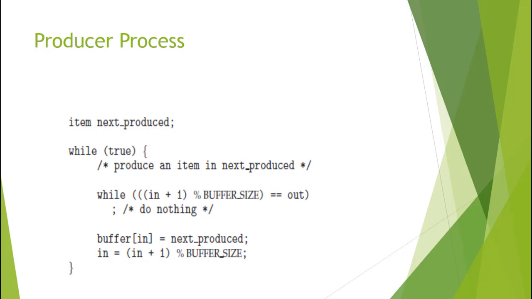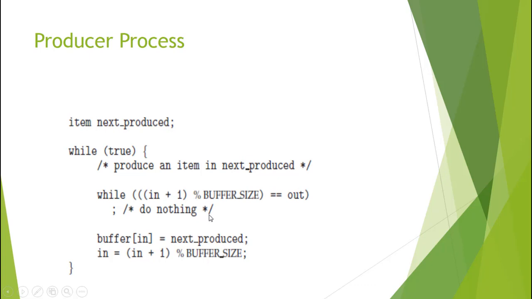So here, in order to continuously produce items, I am taking a while loop. While true, you need to produce an item. Before producing an item, if the buffer is full, we have seen the buffer full condition is in plus 1 mod buffer size equal to out. If the buffer is full, your producer process should not produce anything. So while the buffer is full, your producer process will not do anything.